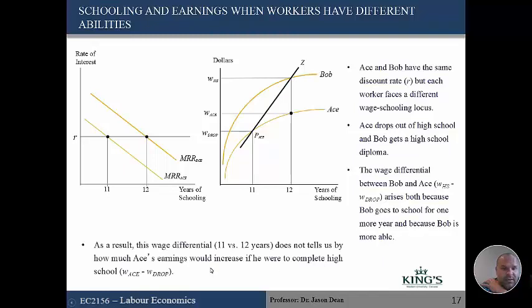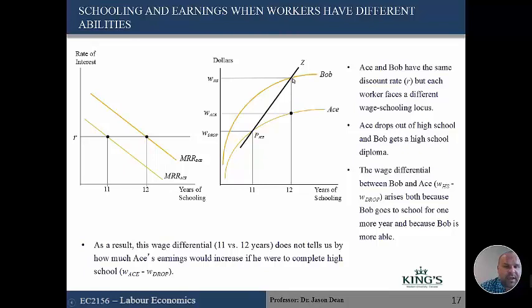As a result, the wage differential between 11 versus 12 years does not tell us by how much Ace's earnings would increase if he were to complete high school. So you can't say that if Ace decided to get that extra year of schooling, his earnings are going to be the same as Bob's.